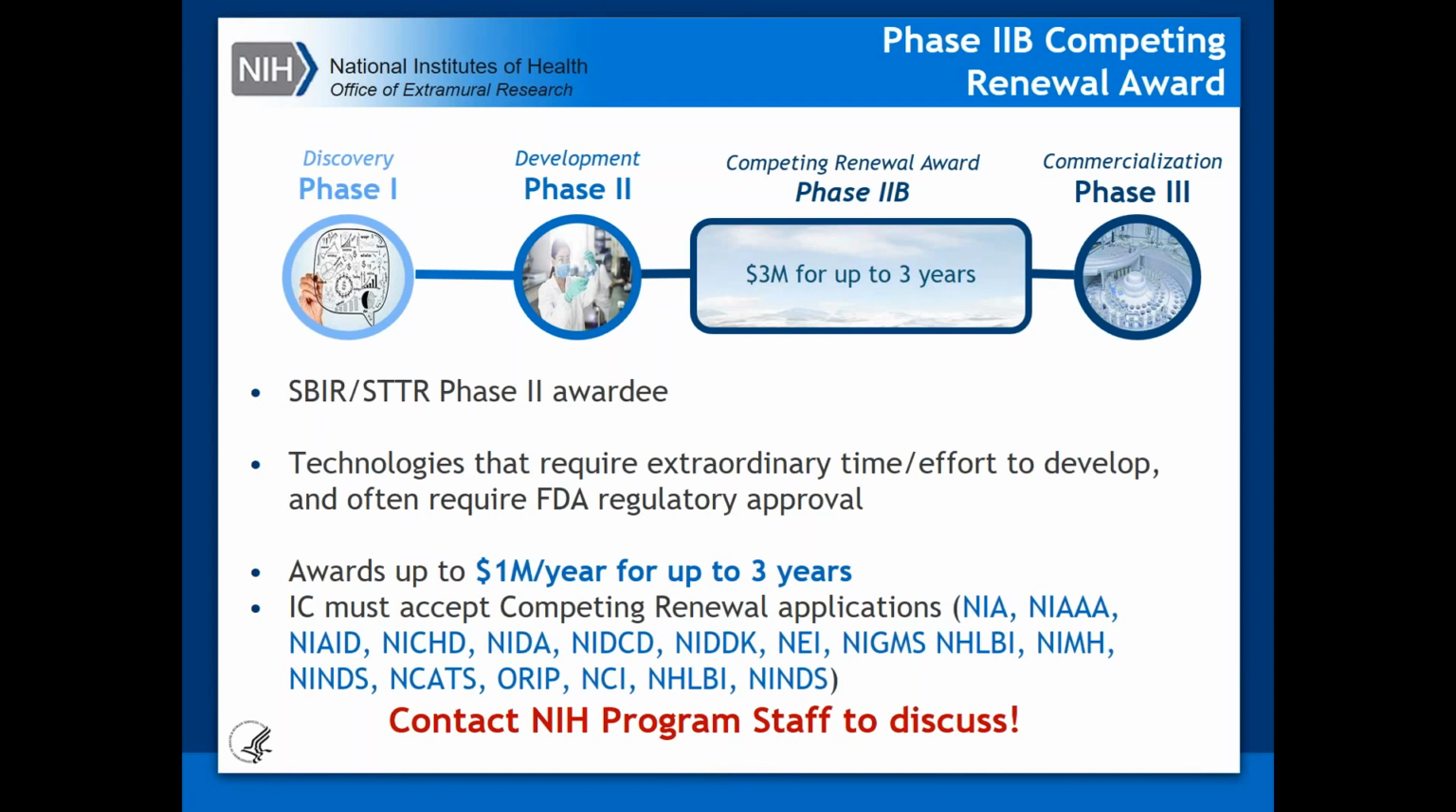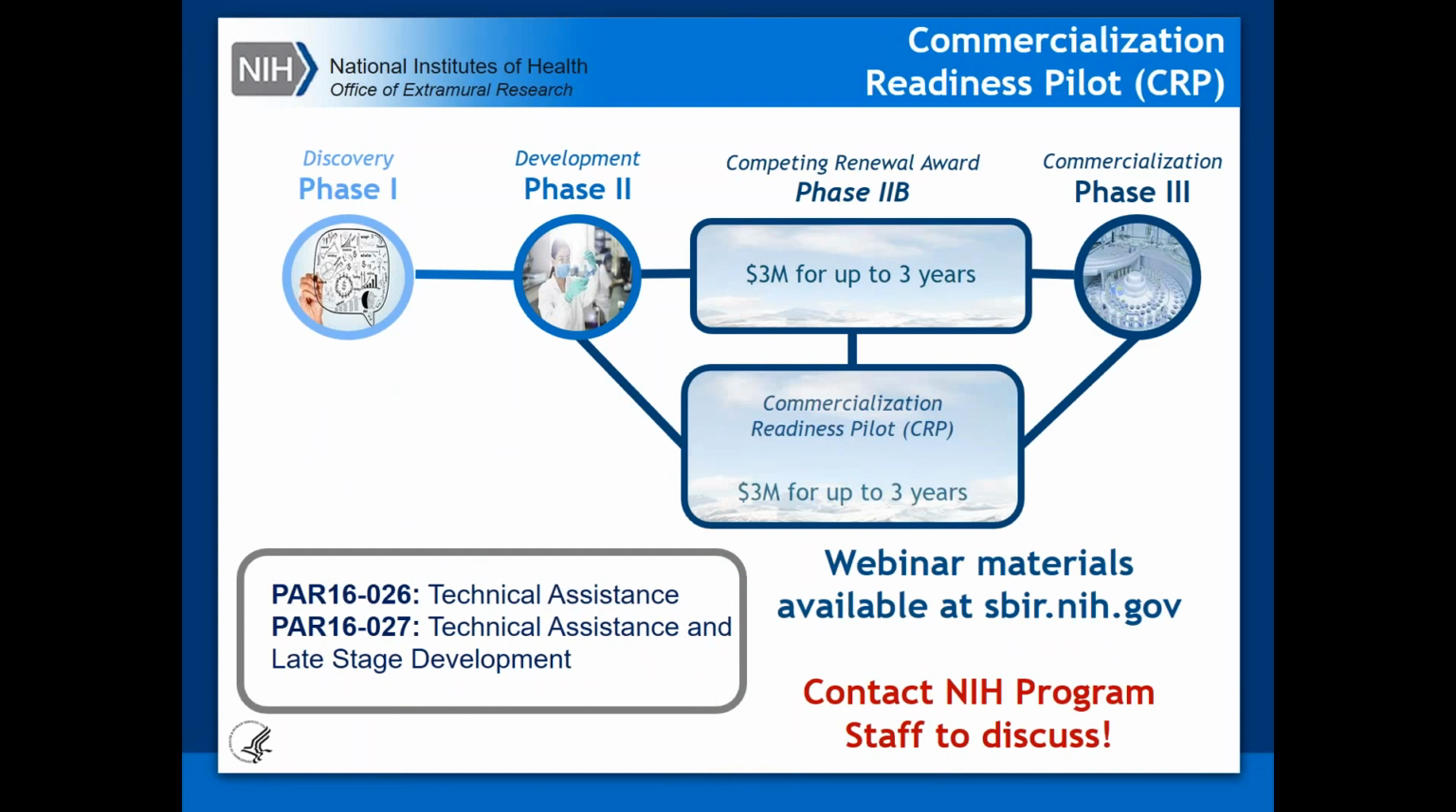Okay, so basically talking about the Phase 2B Competing Renewal Award. As you go through, you can see the SBIR STTR Phase 2 awardee's technologies require extraordinary time and effort to develop and often require FDA regulatory approval. And as I noted earlier, it's an award of up to $1 million per year for up to 3 years, so it's up to $3 million. ICs must accept competing renewal applications or be willing to, so you need to see that the listed ones actually accept them. If you're interested in that, you need to contact the NIH program staff at the particular IC to discuss it.